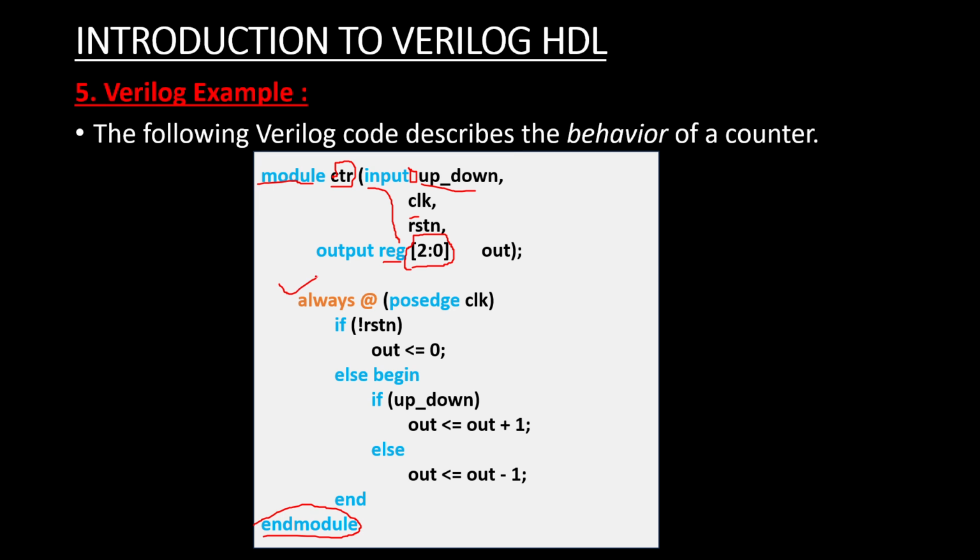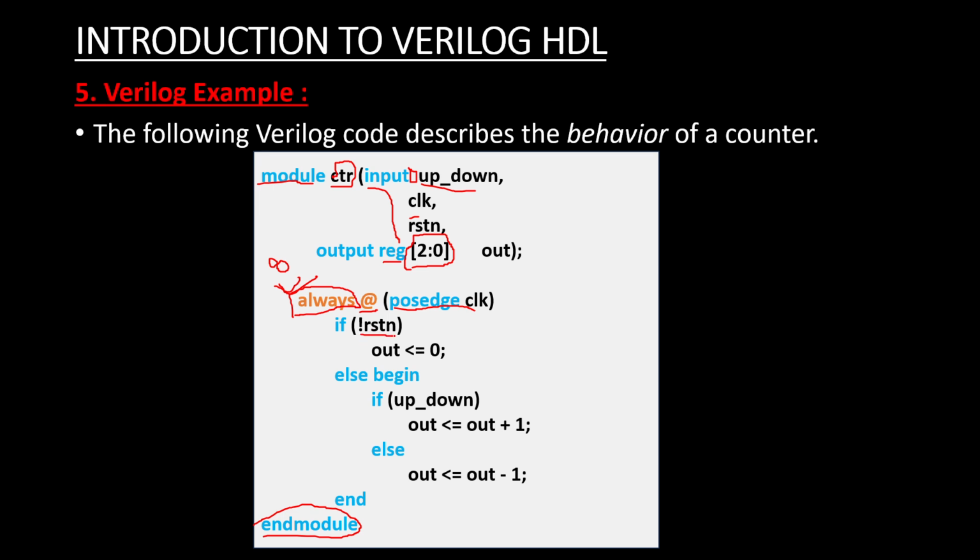This is a behavioral model. In behavioral model, we have to use output as reg. This is always, which is in behavioral model. It is a block which executes infinite times. The at the rate is used to declare the events. Whenever the positive edge of the clock is there, then it should check the reset bar.